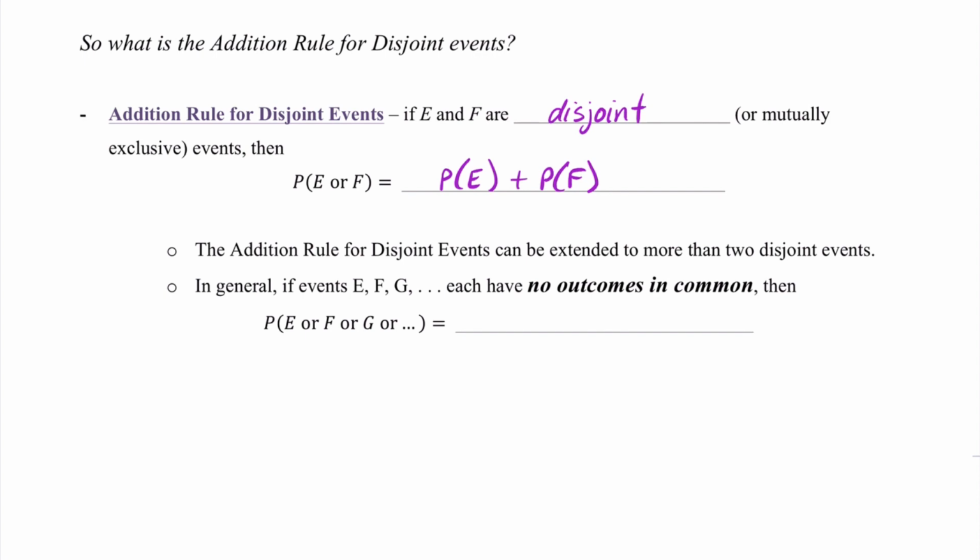Note that this can be applied to more than 2 disjoint events, like we just did with the 1, 2, or 3 rooms, as long as each have no outcomes in common. And that means if we have the probability of E or F or G or etc., that simply becomes the probability of E plus the probability of F plus the probability of G. And that would just continue for however many disjoint events we have.